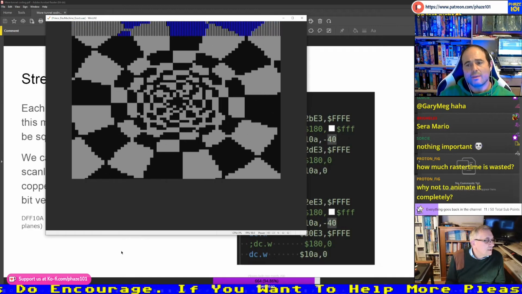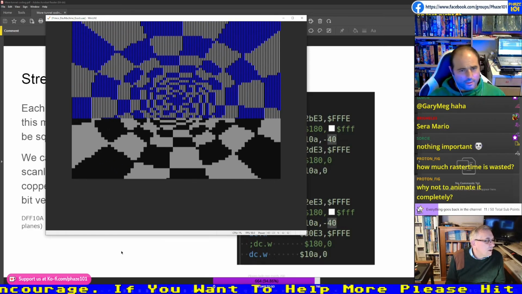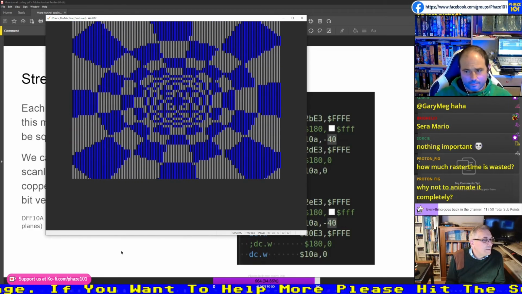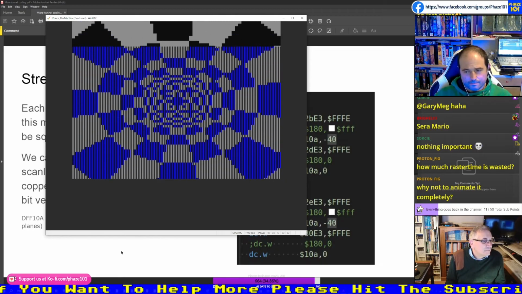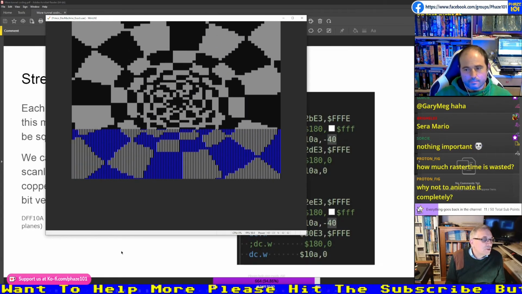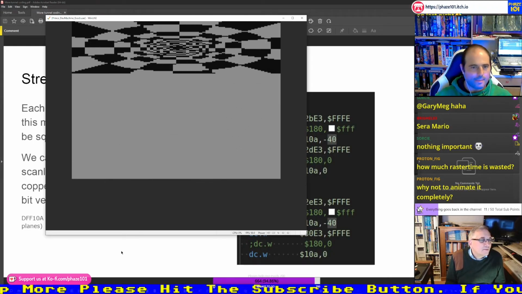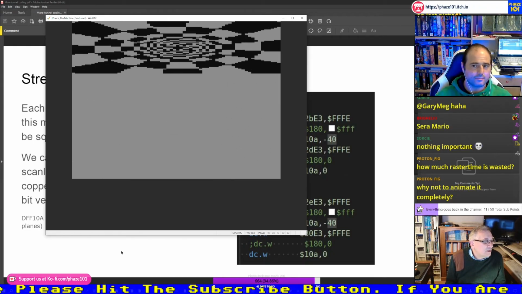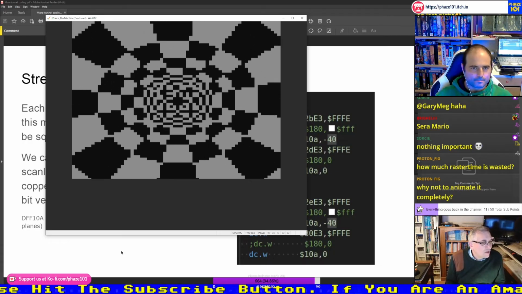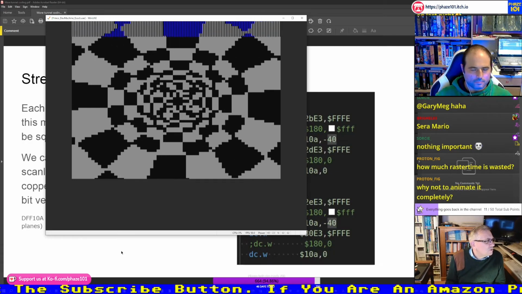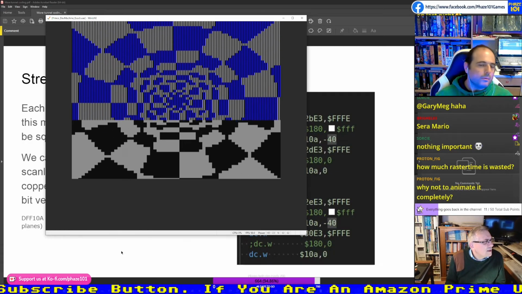Proton is asking why not to animate it completely. You mean storing the frames and then animating it one frame after the other? Yeah, that's a possibility. That's something that you can do. But I think, Ozzy, you don't want to do this, no? Because I think I asked you this in the past.